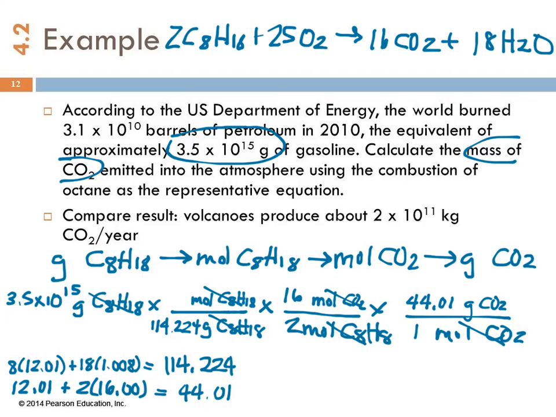Okay, 3.5 E 15 divided by 114.224 times 16 divided by 2 times 44.01 equals. This is my final answer, so I'm going to round it to 2 significant figures. 1.1 times 10 to the 16th grams of CO2. That is the mass of CO2 emitted.